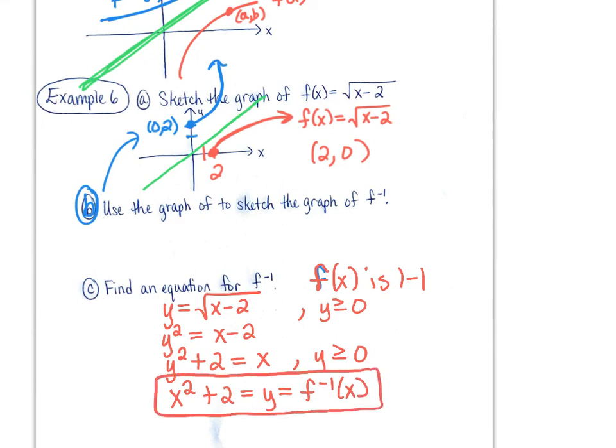But remember, we now have our equation in terms of x, so that means x has to be greater than or equal to 0, because the domain of your original function f is the range of your inverse function. So that's why y greater than or equal to 0 becomes x greater than or equal to 0.